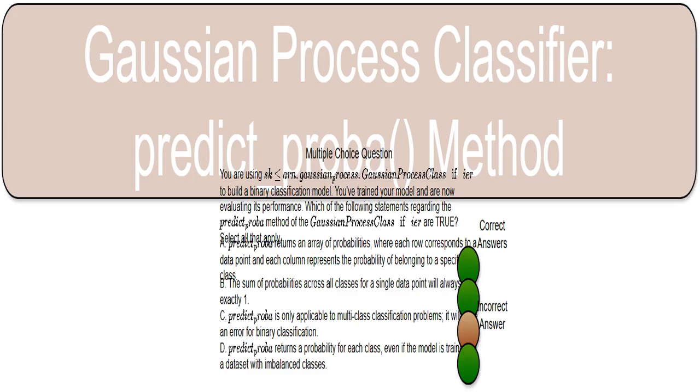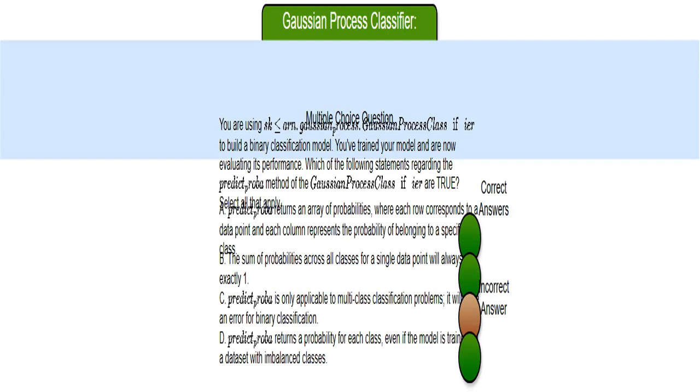I'm focusing on the predict_proba method within the Gaussian process classifier. This method is crucial because it gives us probability estimates, not just hard classifications. It helps us understand the model's confidence in its predictions. Think of it like this: instead of just saying yes or no, it tells you, I'm 80% sure it's a yes. This is a multiple-choice quiz to test your understanding of the predict_proba method's behavior.